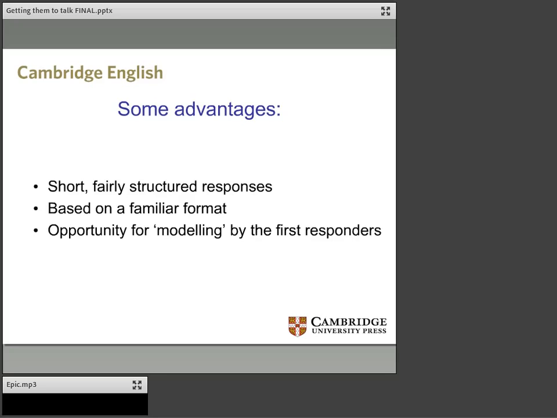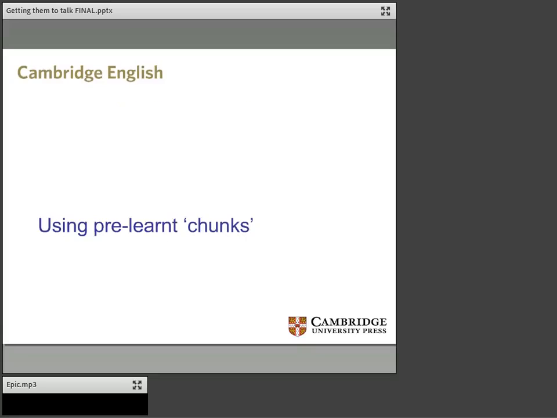Because you have all sorts of responses to similar roots, therefore there's an opportunity for modeling by the first responders, who are usually the more confident students. So they model the answers, and the later ones, the shyer ones, can use those models as a basis for their own responses. Success-oriented, very likely to be successful, and as we've seen with the exercise we just did, can be very amusing because the answers are free and can be humorous and original.